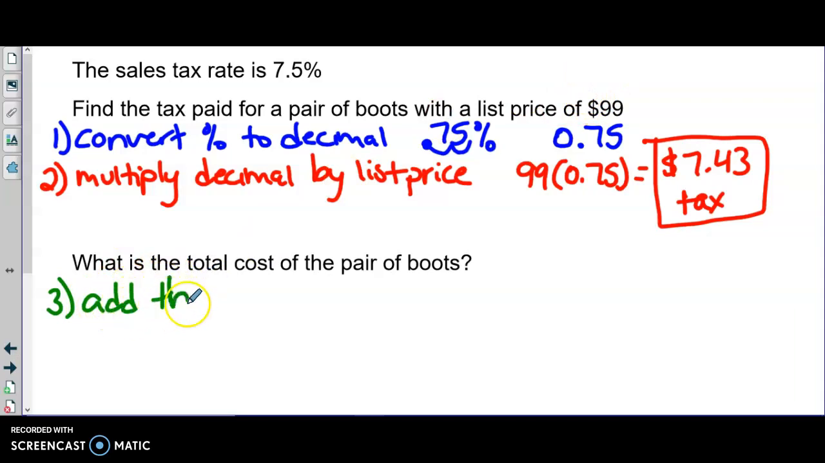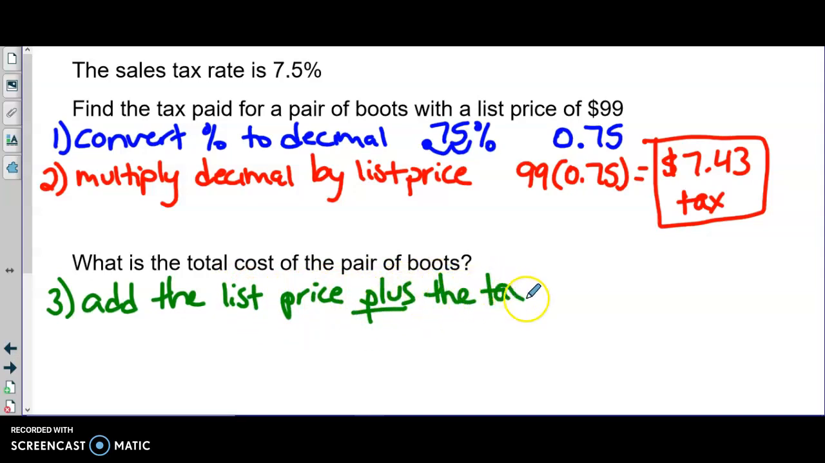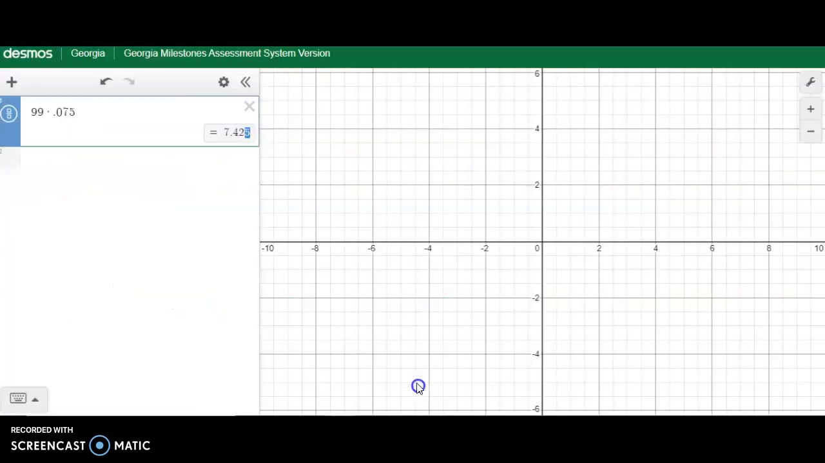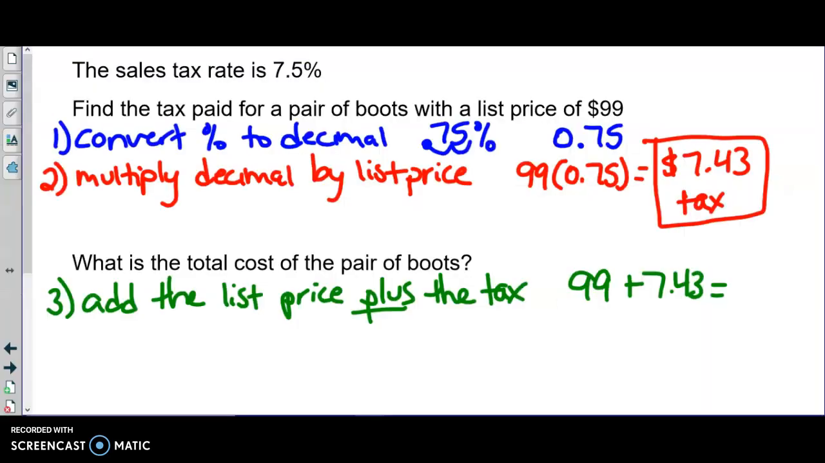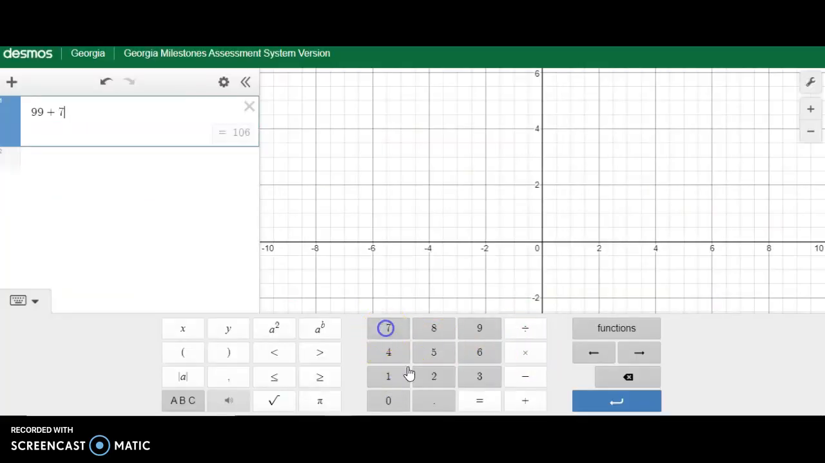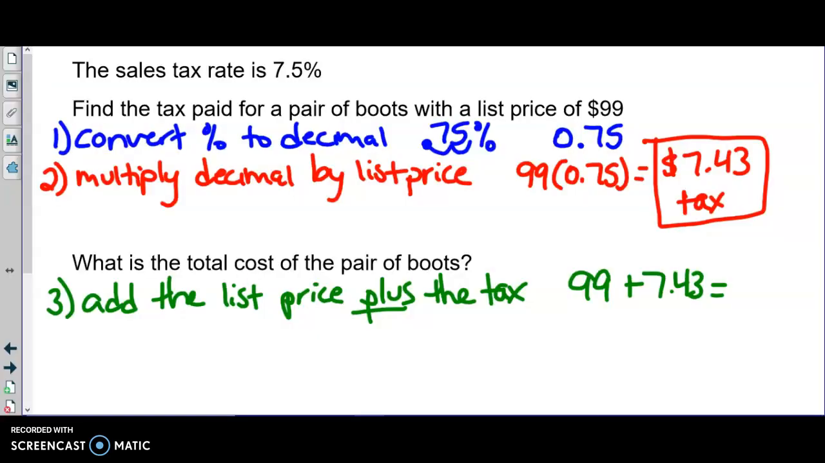So add the list price plus the tax. So we're going to do $99 plus $7.43, and that's going to give us the total. I said 93, I meant 99. So you can add those in your calculator or your brain. I'll just go ahead and show you the calculator. 99 plus, oh, I forgot it, 7.43. That's going to be $106.43.